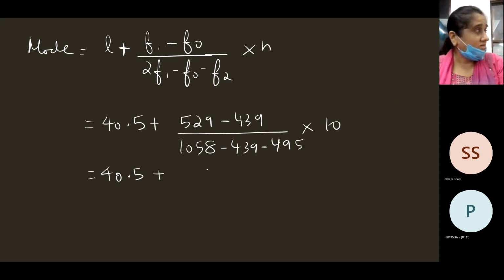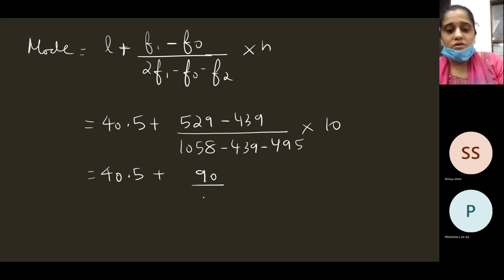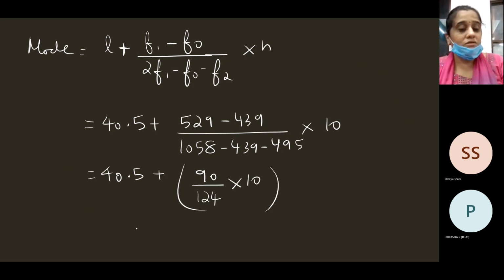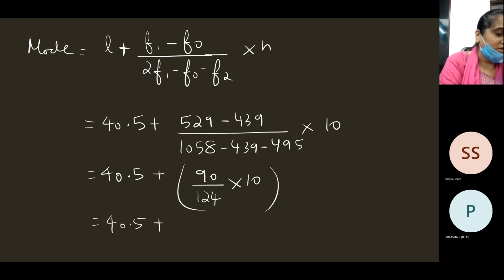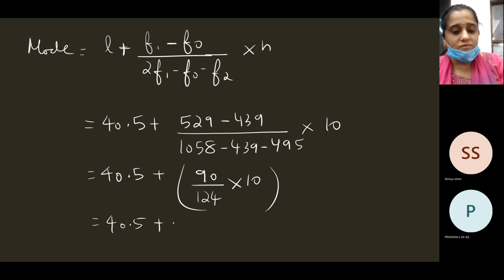So this will be 90 here, right? 90 by 124 into 10. So this should be simplified. So that is 40.5 plus 900 by 124. 900 divided by 124 is 7.25. 7.25. You got that? 7.25.